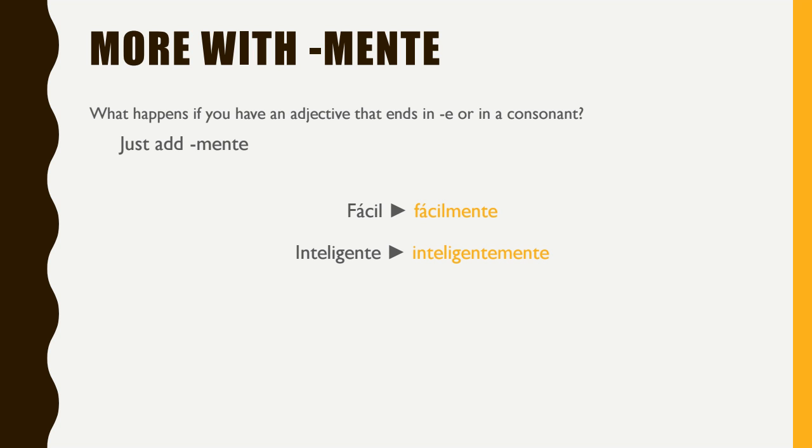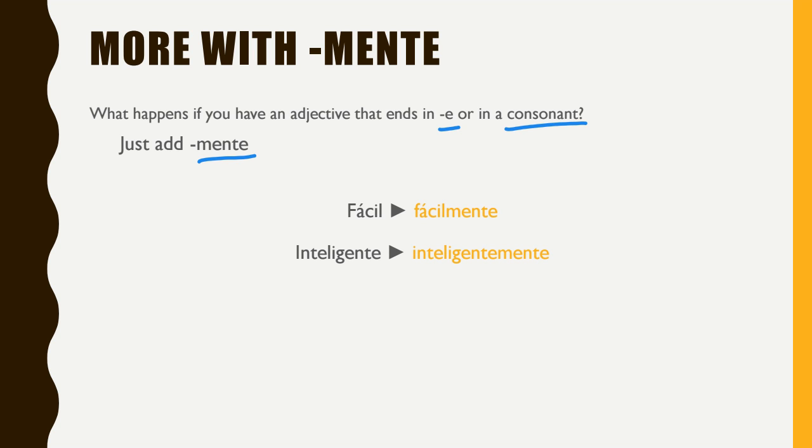Of course, there are some rule breakers, and so some adjectives are not going to follow those two steps that we just learned about. If you have an adjective that ends in an E or in a consonant, then you're just going to add mente, all right? So you're not going to do that step where you change the O to an A because there's not an O to change to the A. So you'll just add mente.